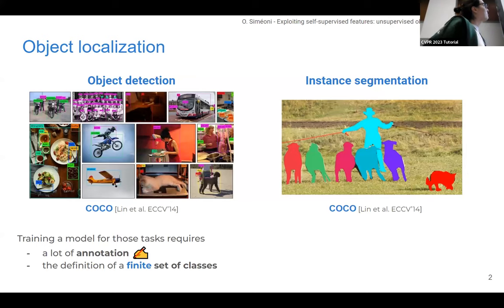Patrick mentioned that object localization is a key problem for many systems today. You can define it in different ways. You can think of it as object detection, where you want a box around your object. You might want to label each pixel, knowing exactly where the objects are, and you might want to define instances to separate each object. But to produce good quality models for those tasks, you require a lot of annotation, human-made most of the time. You might also need to define a finite set of classes, and we are seeing now that a finite vocabulary is quite restrictive. With VLMs, with CLIP, we want more open-world solutions.